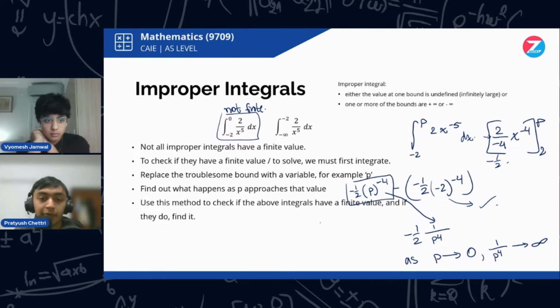Let's do the other one as well. Same thing. Let's say we've integrated already. Minus half x to the power minus 4. And our bounds are minus infinity. I keep writing infinity; it looks like an 8, doesn't it? To minus 2. So of course we write our bound for minus 2.